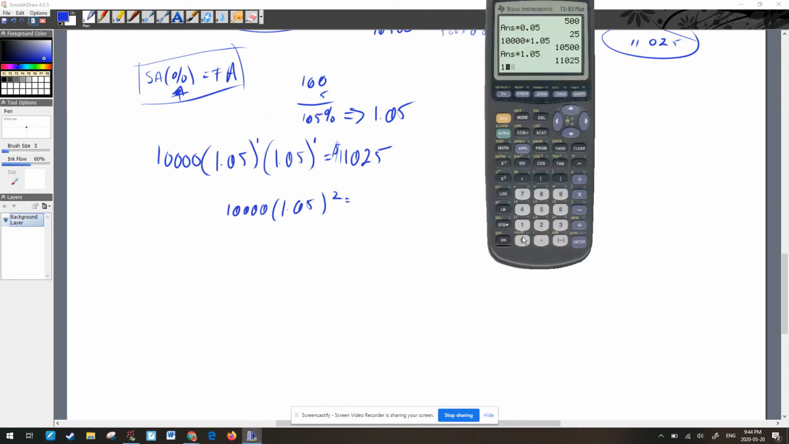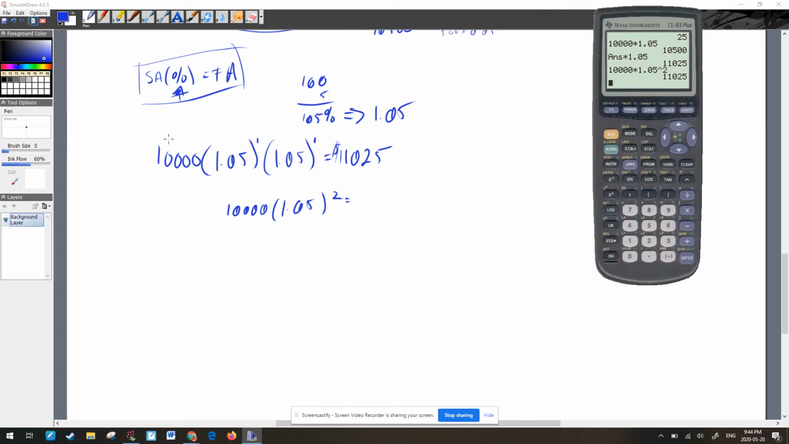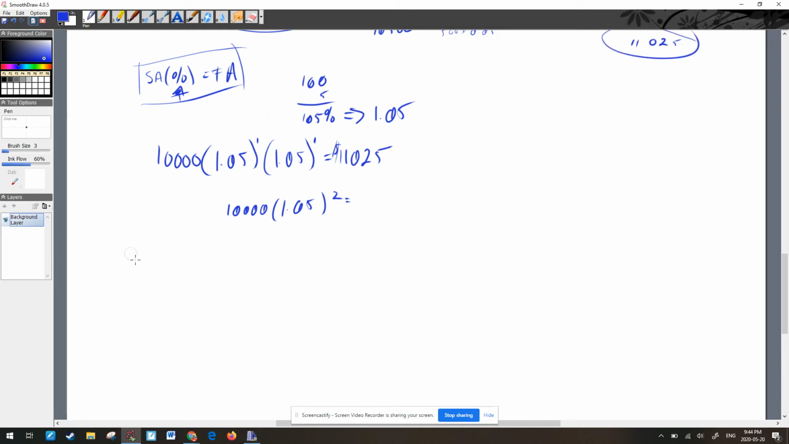Let's just demonstrate that that's the same thing. So times 1.05 to the exponent 2. And lo and behold, we get the same answer. So this takes us to our first significant formula for financial math. So this is going to be a compound interest formula.